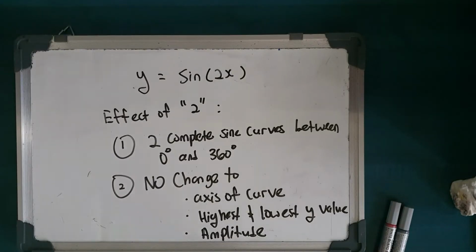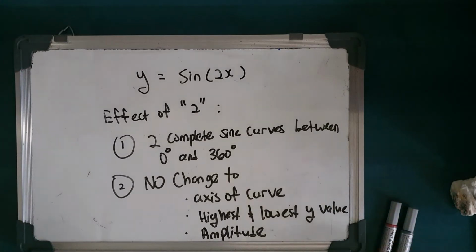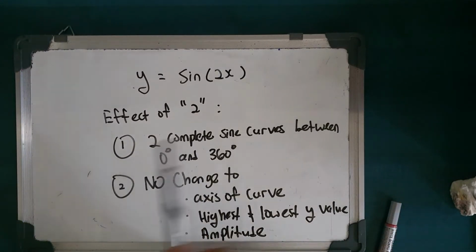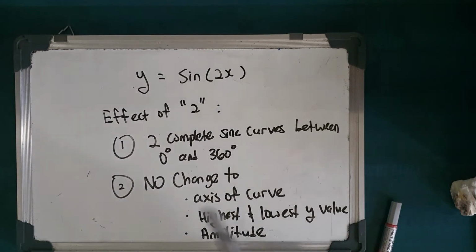Therefore, the effect of 2 on our sine function is simply that, firstly, there will be two complete sine curves between 0 and 360. If this was sine x, there's only one complete sine curve. But if it's 2 sine x, there'll be two complete sine curves between 0 and 360. And there is no change to the axis of the curve. The axis of the curve is still the x-axis.